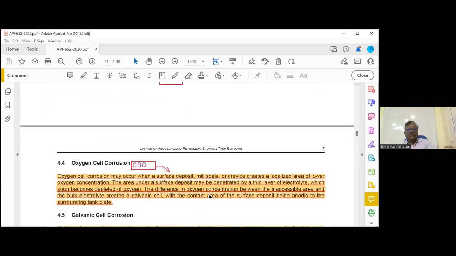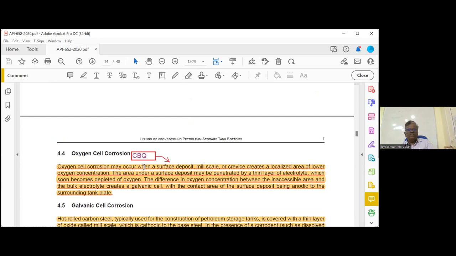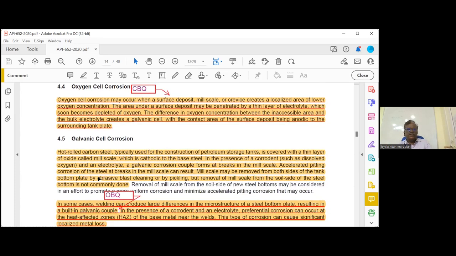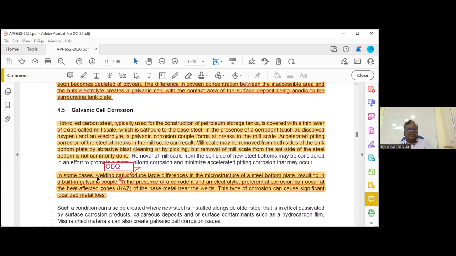Then oxygen cell corrosion. Oxygen cell corrosion may occur when surface deposits, mill scale or crevices create a localized area of lower oxygen concentration. That line is important. Because of the deposit, if there is a gap between the mill scale and the bottom, then there will be less oxygen.